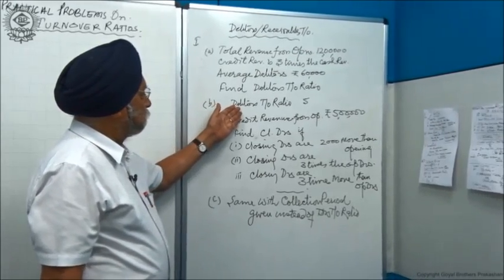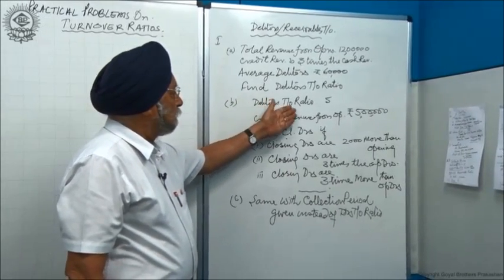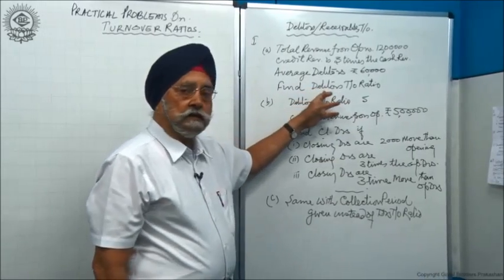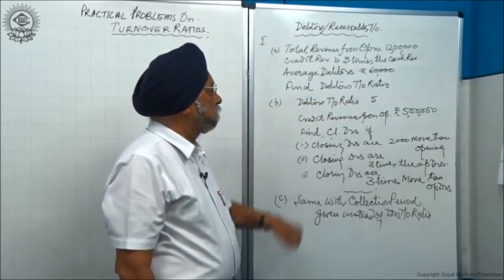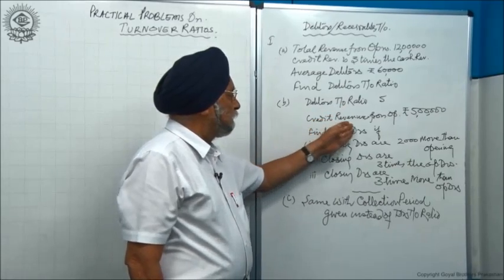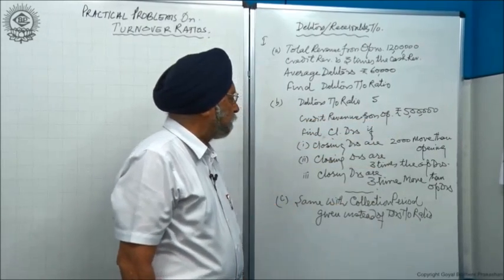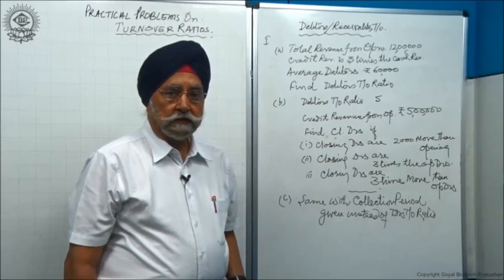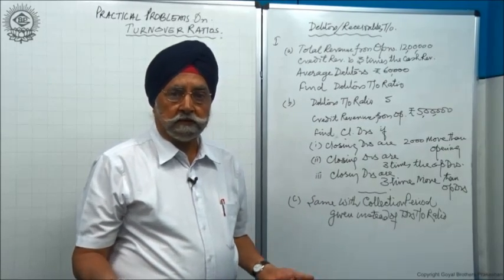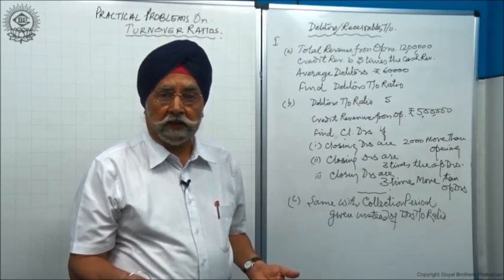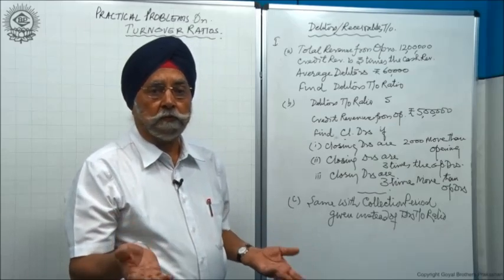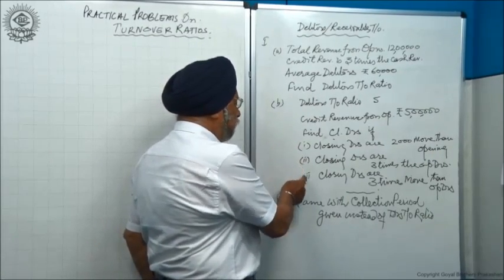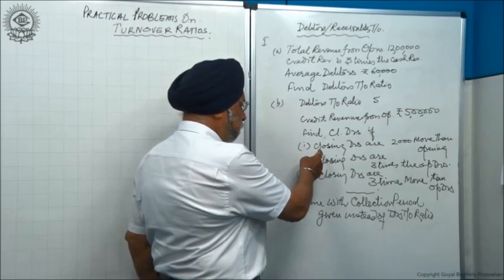The second type of question may be like this: debtors turnover ratio is already given to you, whereas in the first type you had to find it out. Along with this, you are given credit revenue from operations of 5 lakhs. Now you have to find out closing debtors, or you have to find out opening, or you have to find out both opening and closing debtors when you are given either of these 3 options.